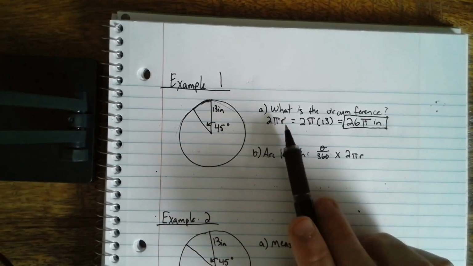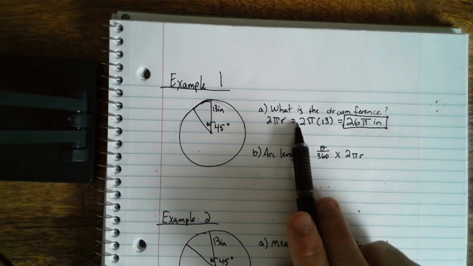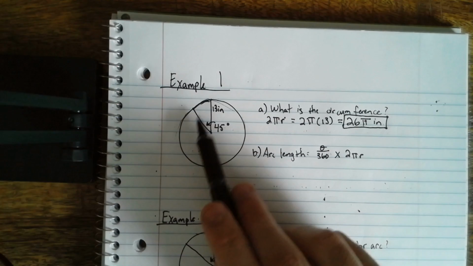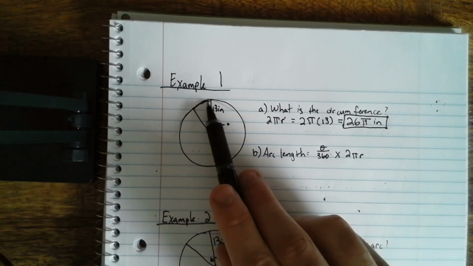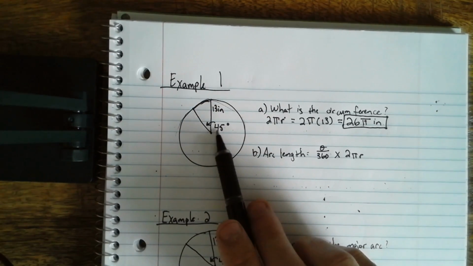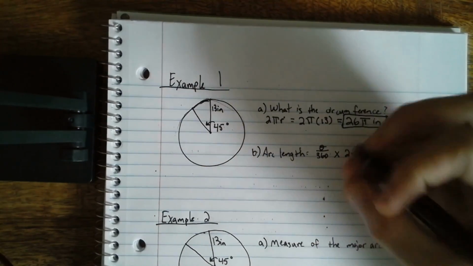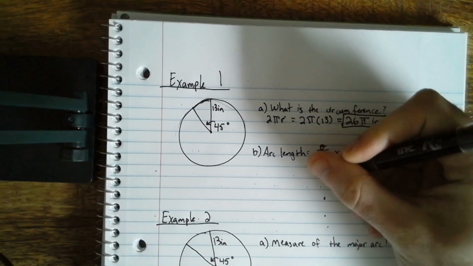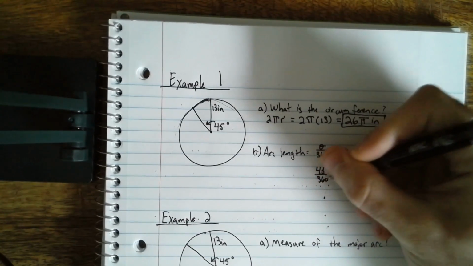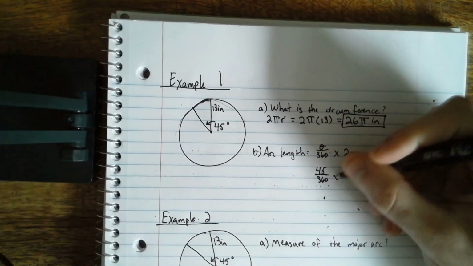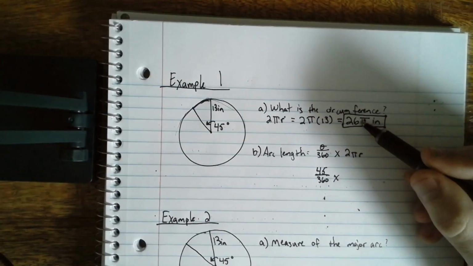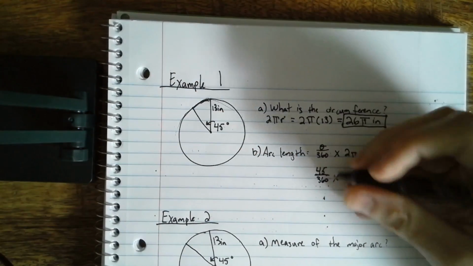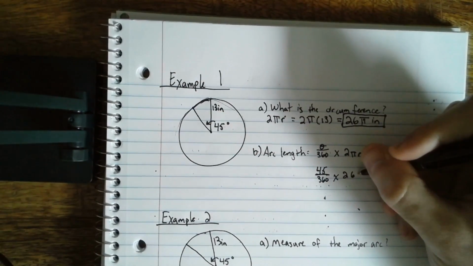So we did basically 360 over 360 times 2 pi r. Well, 360 over 360 is 1. That's why you don't see anything here. We're just finding a portion of the circle, so we're just finding 45 degrees worth of the full 360. That comes from right there. So that's why we have to do 45 over 360 times 2 pi r. Well, we did that up here. This is 2 pi r, 26. So 2 times my r, 13, is 26 pi.